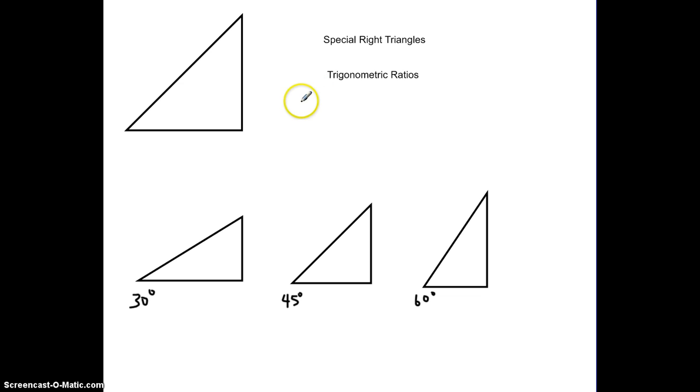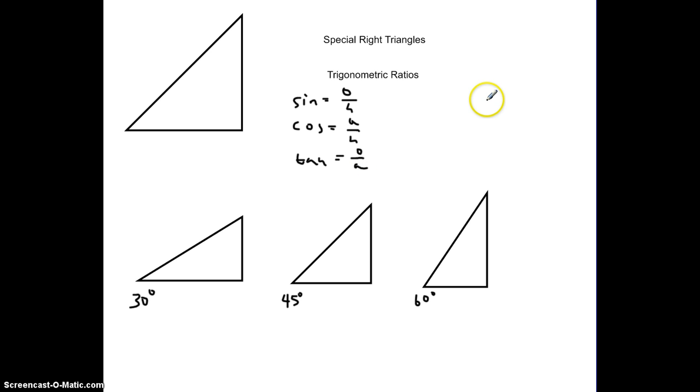Our trig ratios are sine, which is the opposite over hypotenuse, cosine, which is the adjacent over hypotenuse, and tangent, which is the opposite over the adjacent.